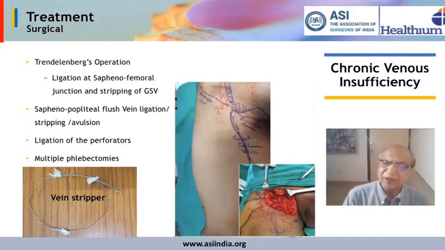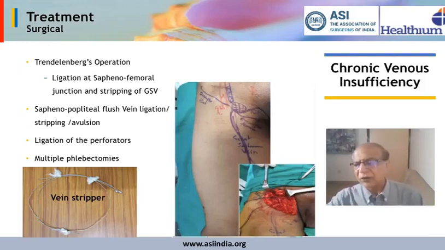A similar procedure can be done if the saphenopopliteal junction of the short saphenous vein or the lesser saphenous vein is also required. So it's a saphenopopliteal flush ligation, and it is stripping and avulsion of the short saphenous system. You can also do a ligation of the perforator.